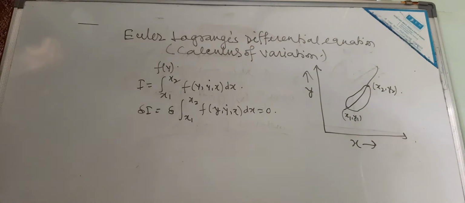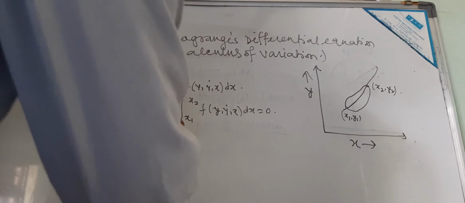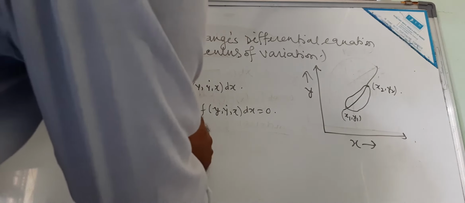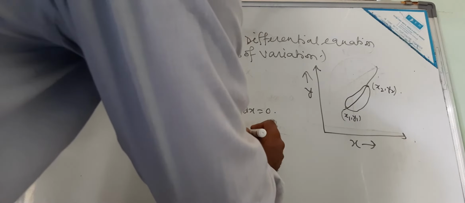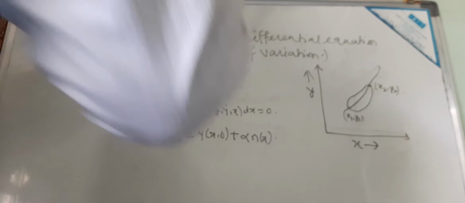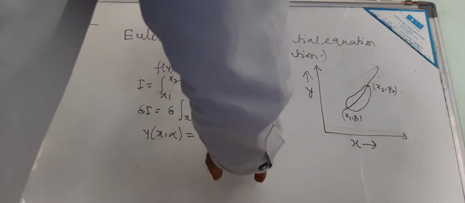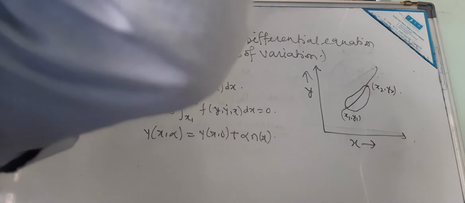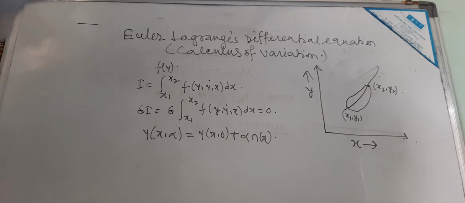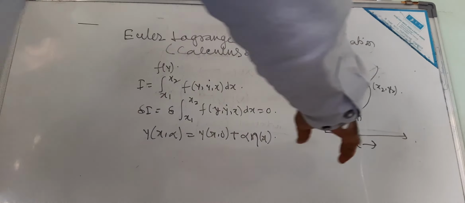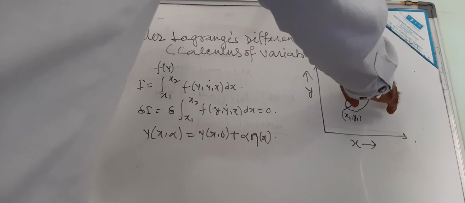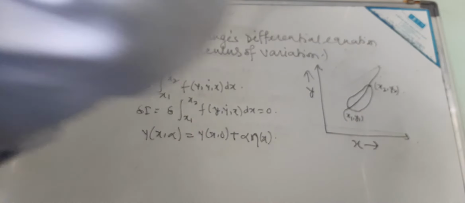So we can write y(x, alpha) equal to y(x, 0) plus alpha times eta(x). If alpha equals 0, then y(x, alpha) equals y(x, 0). The function eta(x) is an arbitrary function of x, and it vanishes at x equal to x1 and x equal to x2. That is eta(x).